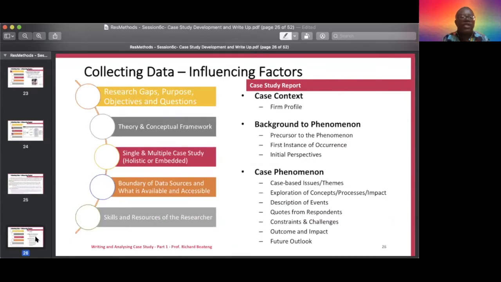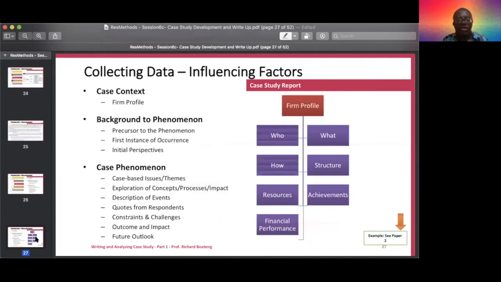So to be able to collect your data, you need to develop what we call the case study report. That's one usually to come out after you finish your study. So in reporting the case study, you may end up coming up with this particular outline. Now the case study report is just a collection of the final data, a summary of the data that you collected from the field, put together in the form of a report. So it will have the case context, the background to the phenomenon, and then the case phenomenon you are trying to study.